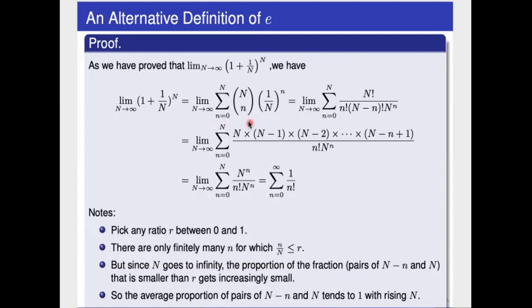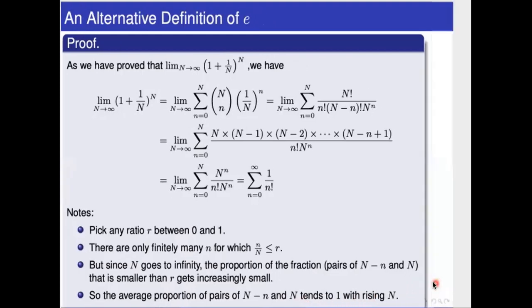Now, let me discuss some notes on this alternative definition. If we pick any ratio r between 0 and 1, there are only finitely many values of n for which the ratio is not greater than r. However, since n goes to infinity, the proportion of pairs that are smaller than r becomes increasingly small. Therefore, the average proportion tends to 1 as n increases.